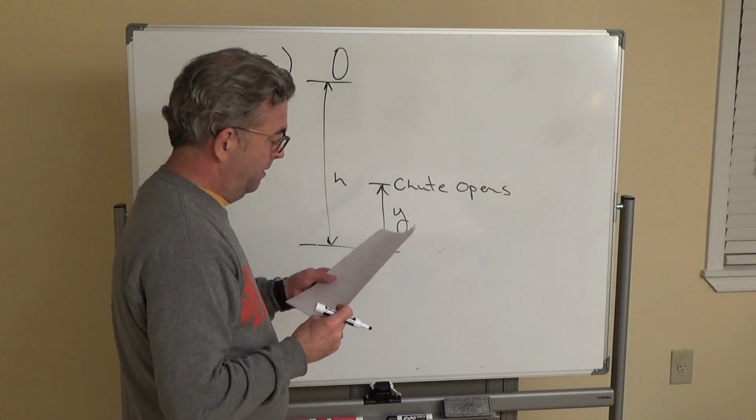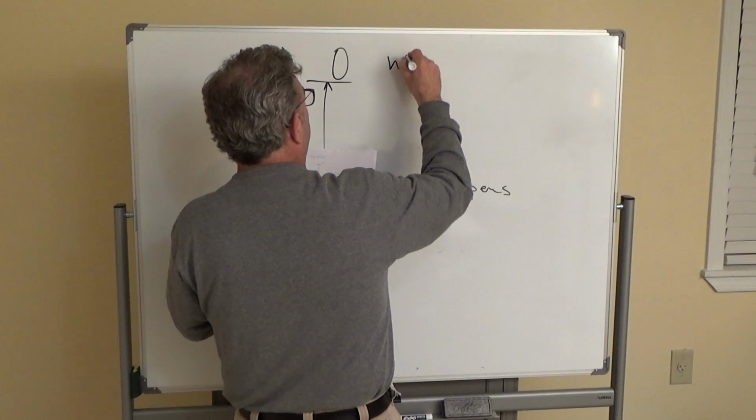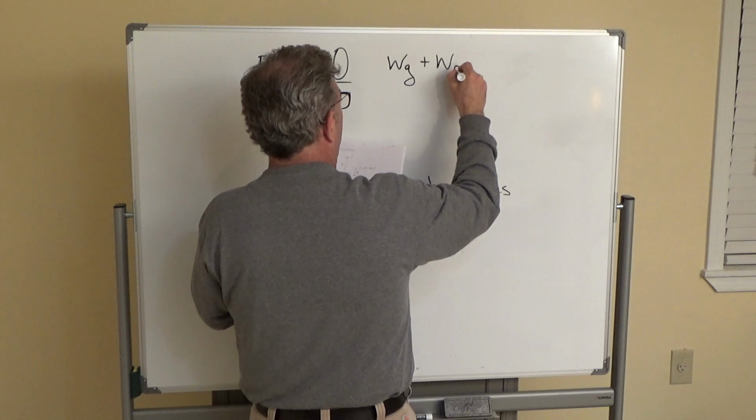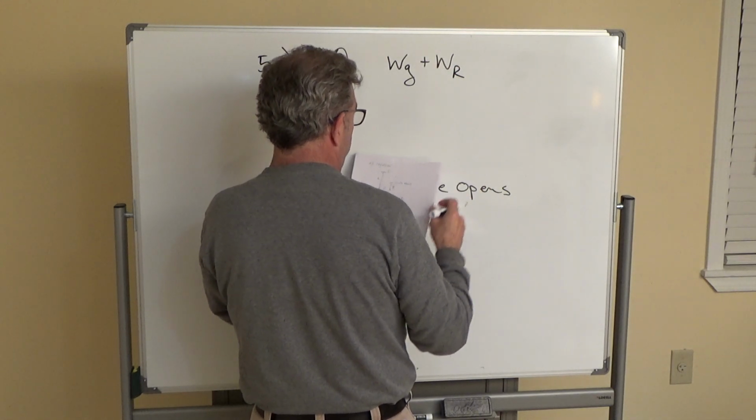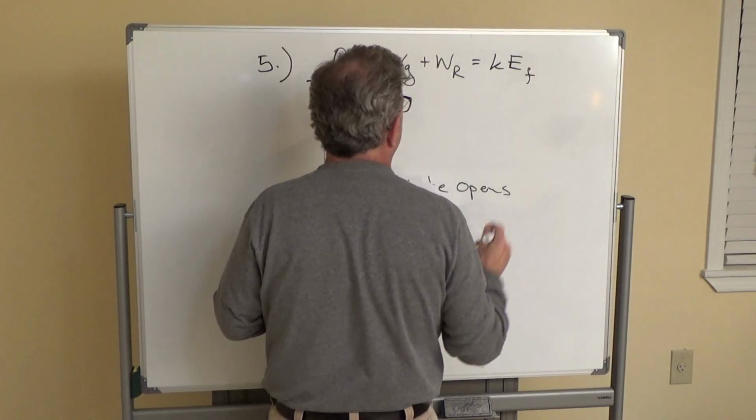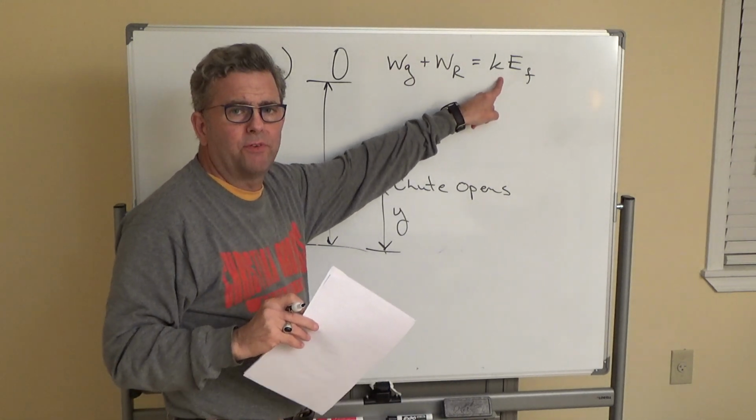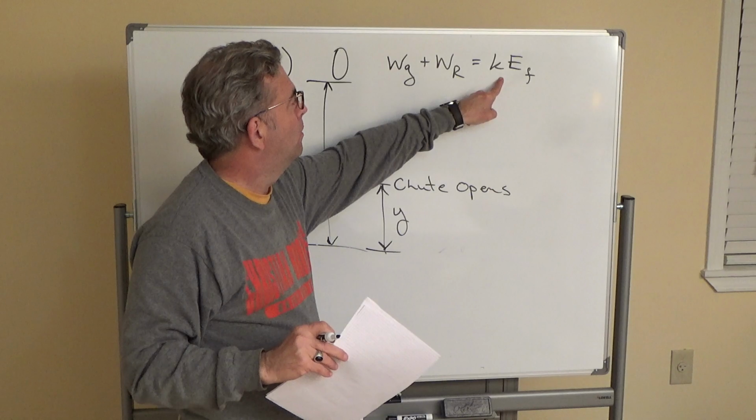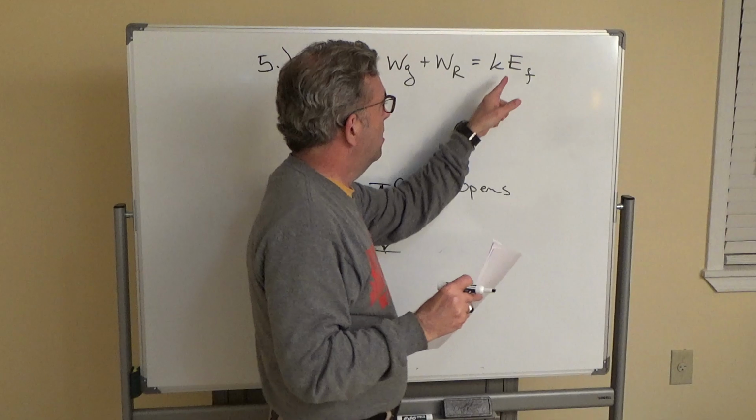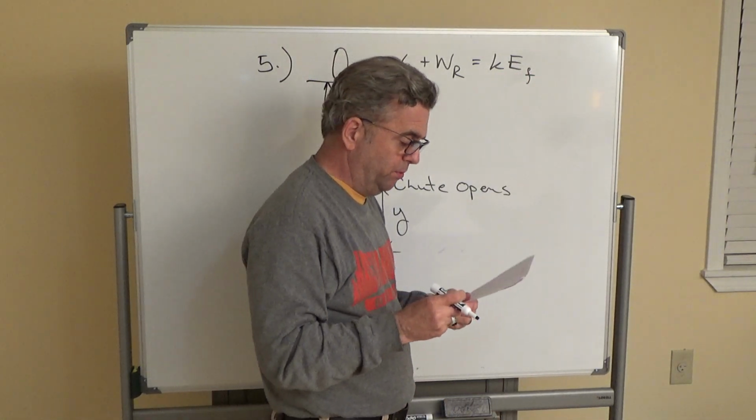So we need the final kinetic energy. It's the same thing. It's the work done by gravity plus the work done by that, I'll call it R, that restrictive or resistive force, and that equals KE final, because this equals delta KE, but I think we're after KE final, so I'm going to leave it like this, because this is KE final minus KE initial, and KE initial is equal to 0.